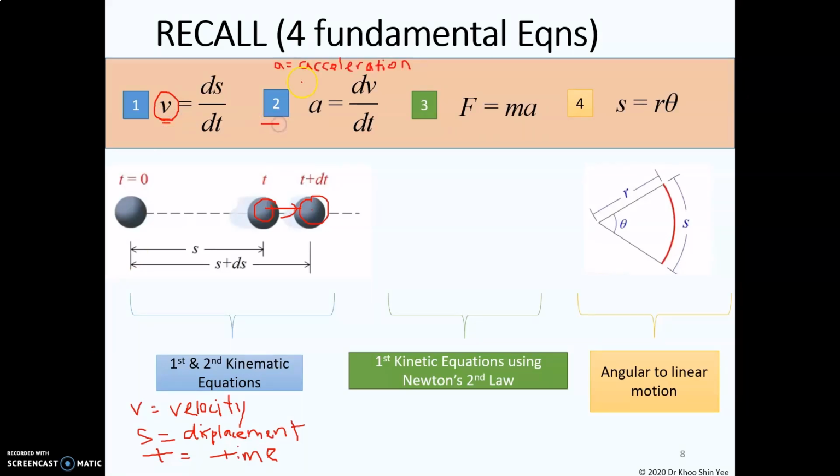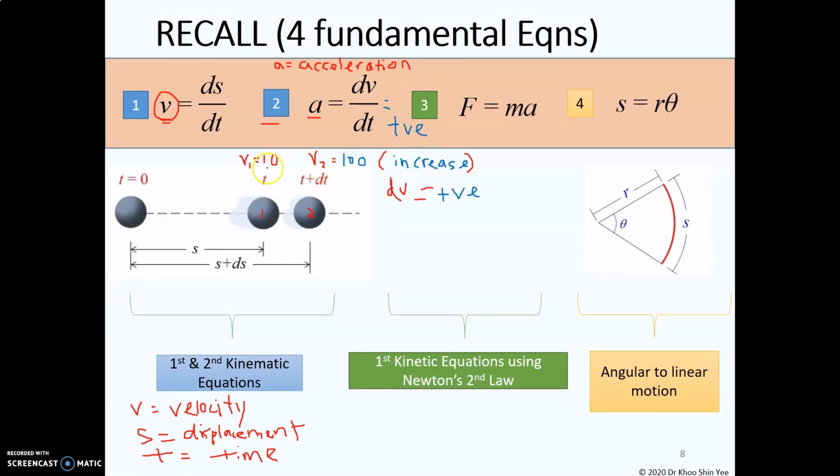For the second equation, you have the acceleration a, which is equal to the change of velocity over time. In this case, the particle is moving from point 1 to point 2, and the velocity remains the same, 10 meters per second. The velocity is constant, therefore your change of velocity will be equal to 0, and the acceleration will be equal to 0 as well for a constant velocity.